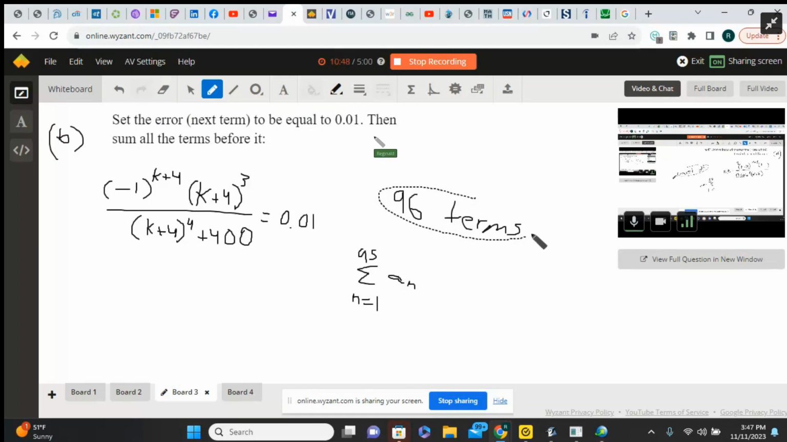So it looks like 96 terms. Then you want to add all the terms before it. I would probably leave this up to your calculator. This would be the answer to the second part for part B.